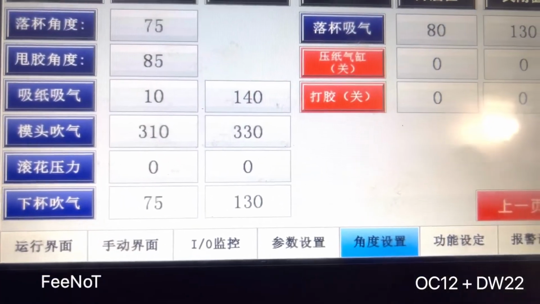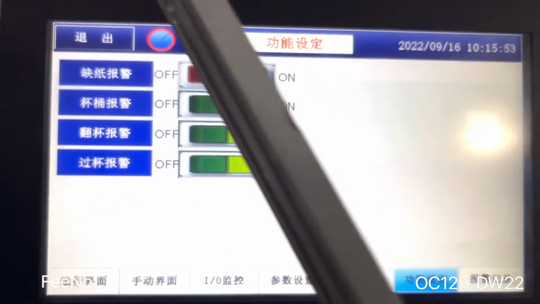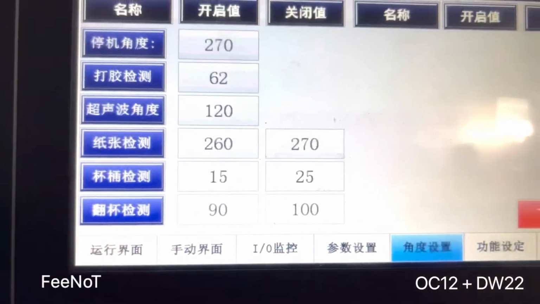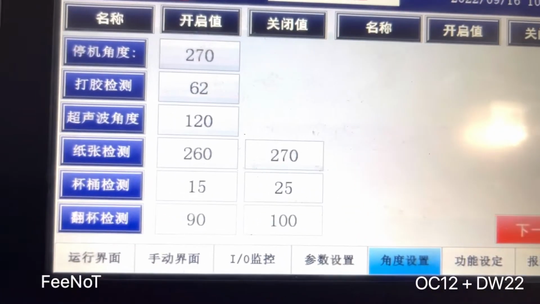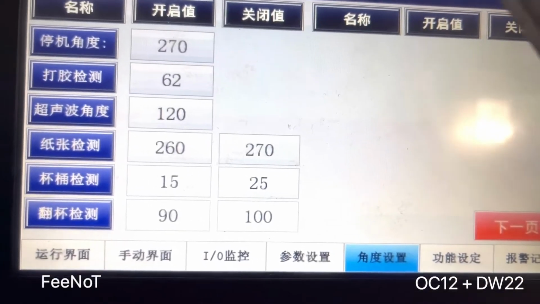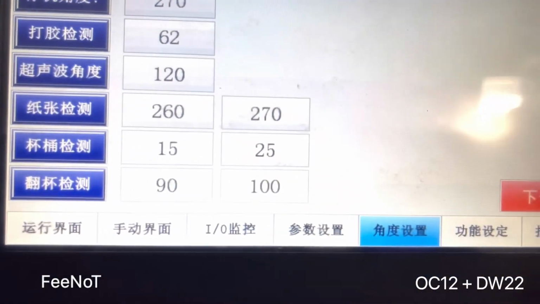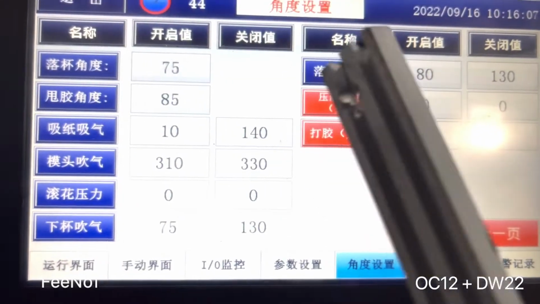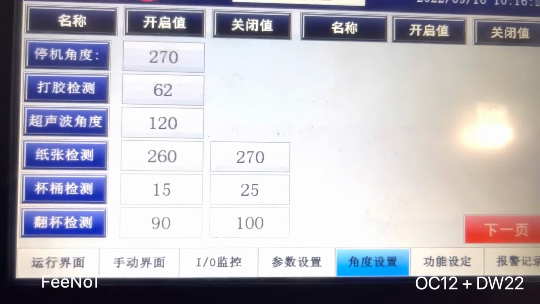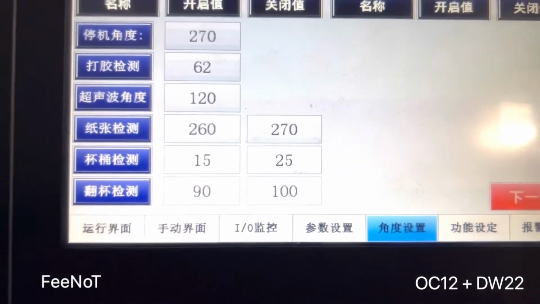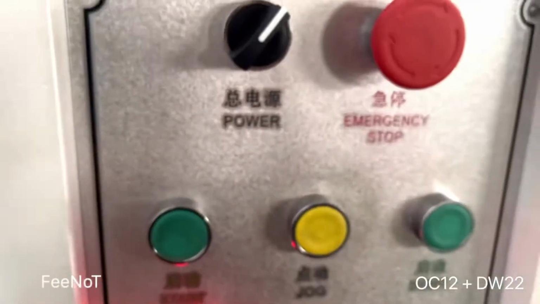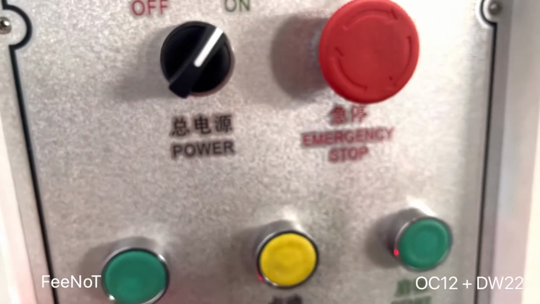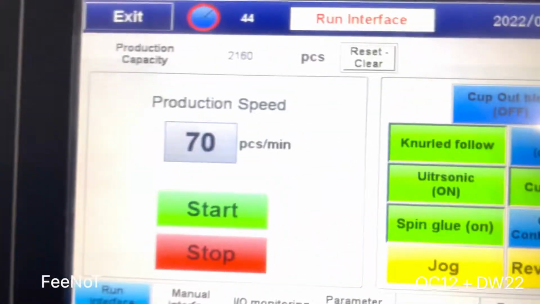And here is the function set, the function set for the alarm. And here is the angle. Angle is very important. Stop machine angle, and the next page. And first page. And then we go to the English page.